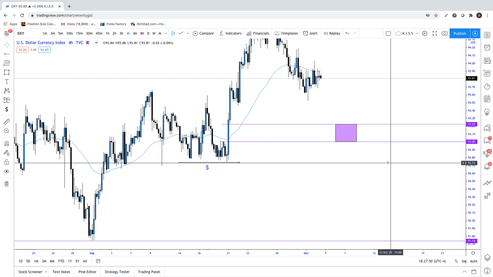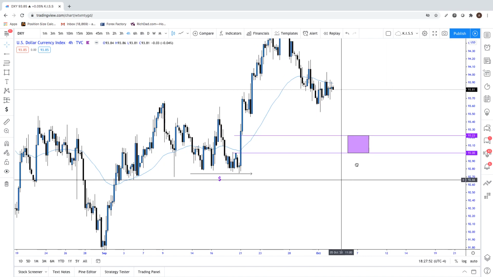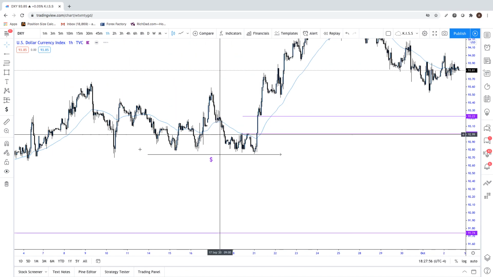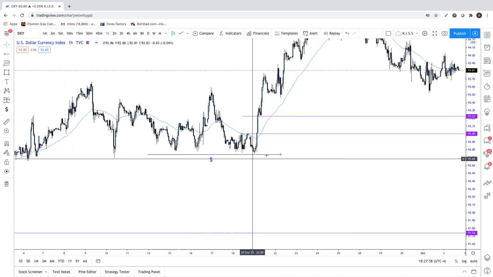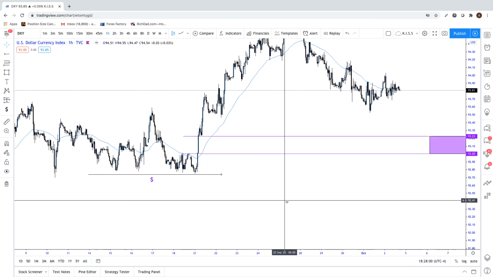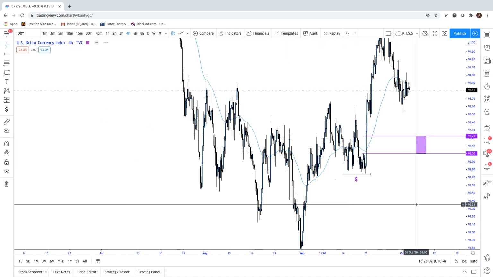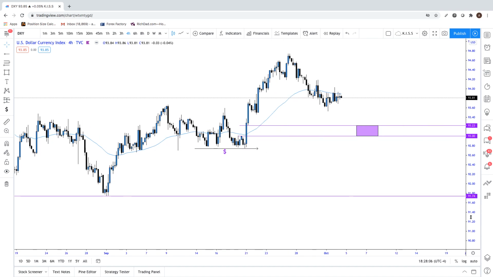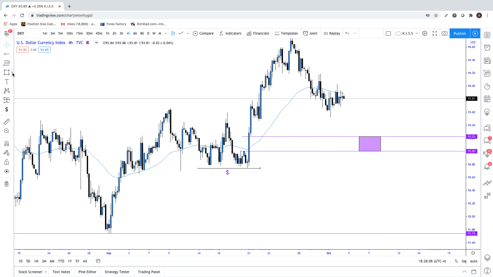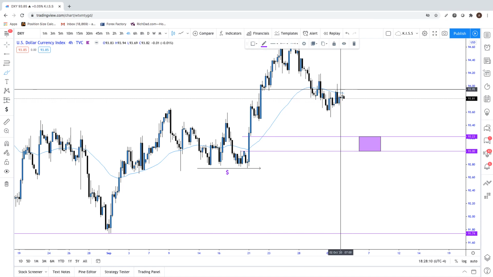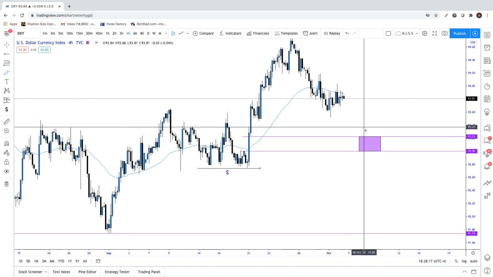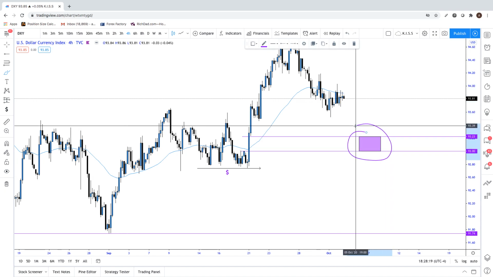Now, I would really like this level, except for the fact that we do have these relatively clean lows down here that I believe could be a target in terms of a run on liquidity. So I do think there's a possibility that we have a really steeper retracement here, run out these lows, and then get our continuation to the upside. So I'm first going to be focusing on this level.